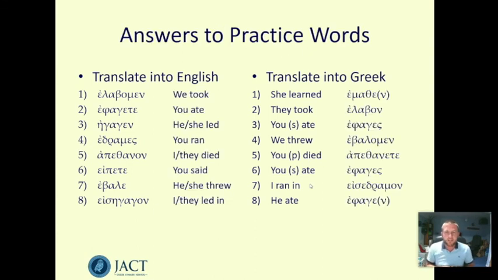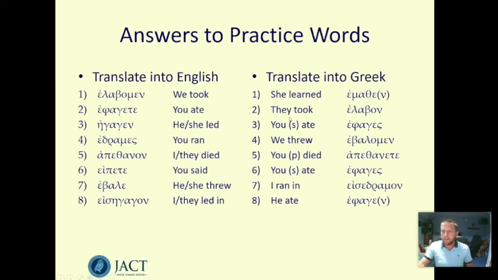Okay, and here we've got the answers to those. So we'll run through these very quickly as they help reinforce these stems. Elabomen, we took. Ephagete, you ate. Ēgagen, he or she led. Edrames, you ran. Apethanon, I or they, because remember we can't tell the difference between that ending, died. Eipete, you said. Ebale, he or she threw. And eisēgagon, I or they, led in, with that prefix. So this is ago, ēgagon the aorist, and eis on the front.